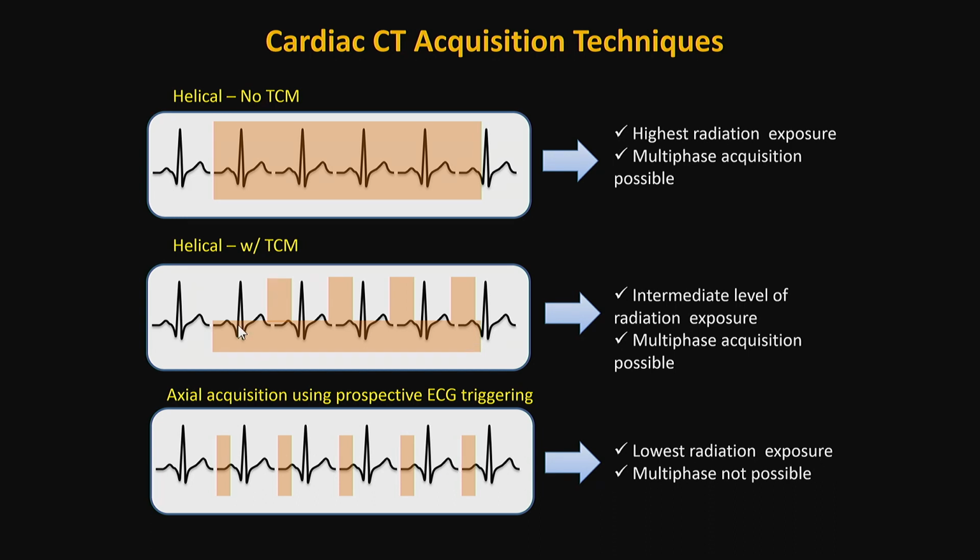This is as opposed to the helical acquisition that typically, in older studies, did not involve any tube current modulation, where X-rays were delivered throughout the cardiac cycle. So this is where the radiation dose used to be much higher.